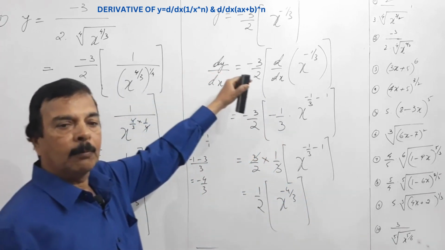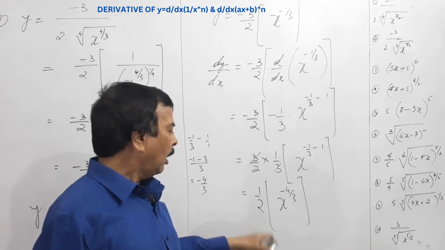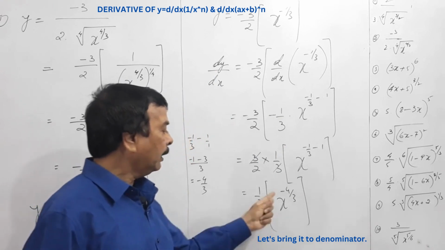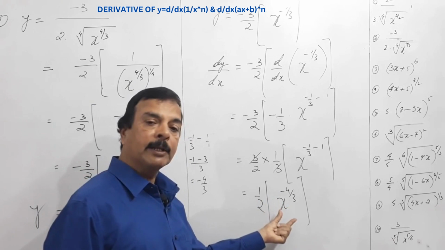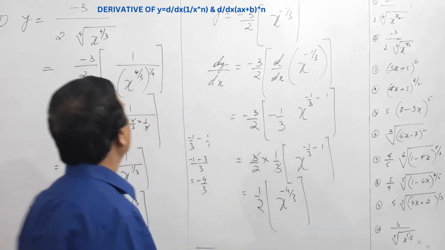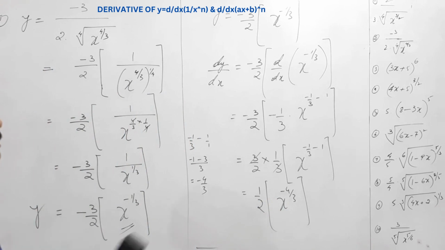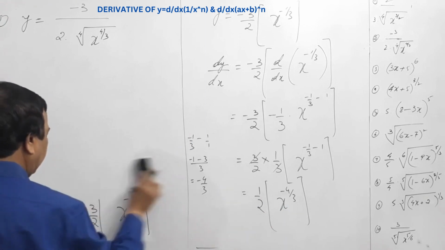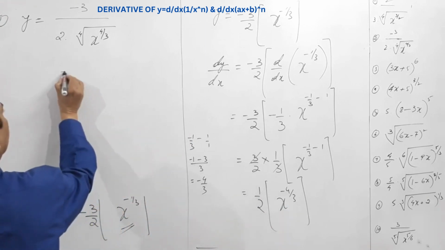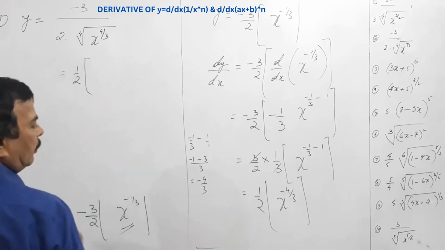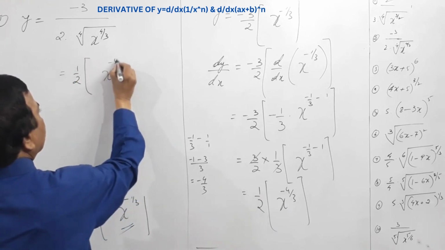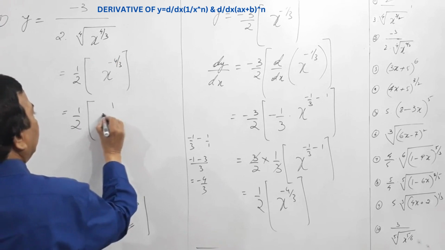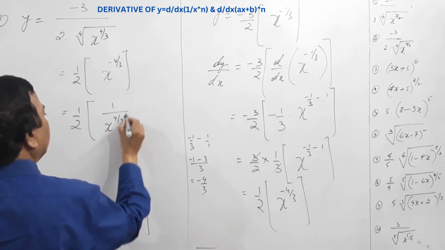Such a difficult problem has become so easy. Now we will simplify this further. We will bring it to the numerator, and after bringing it to the numerator, the minus will become plus. So minus 4 by 3 becomes plus 4 by 3. Can I rub this? Yes. So this is nothing but half into x to the power of minus 4 by 3. That becomes half into 1 by x to the power of 4 by 3.